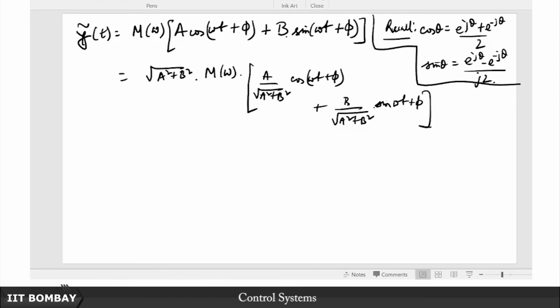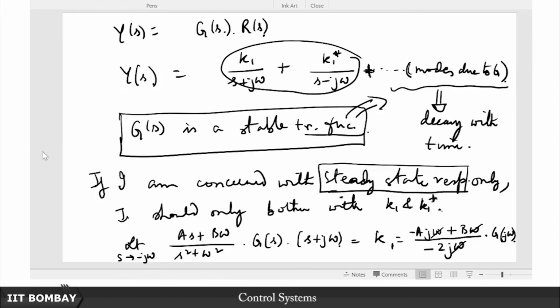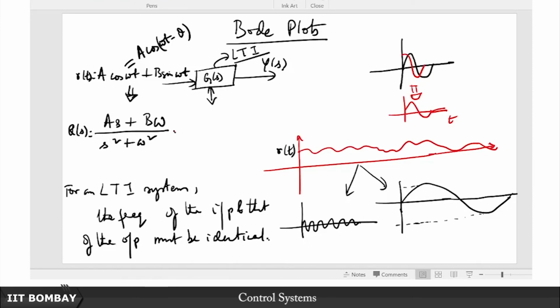Okay. Notice what was the input that I started with? What was the input that I gave to this system? If you take this r(t) here, this is nothing but square root of a squared plus b squared, and then a upon square root a squared plus b squared cos omega t plus b upon square root a squared plus b squared sin omega t, right.